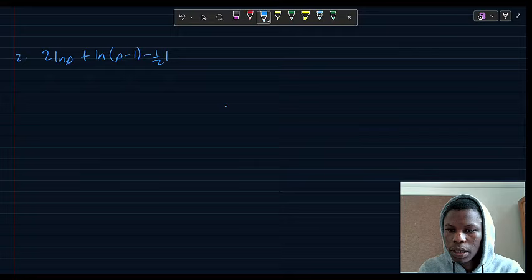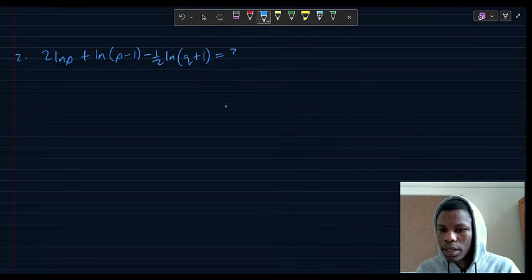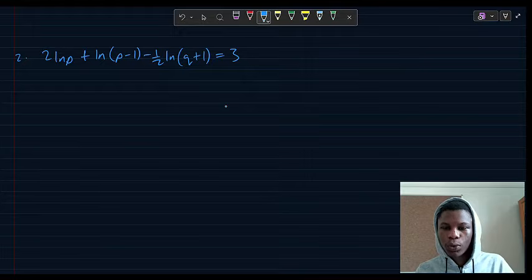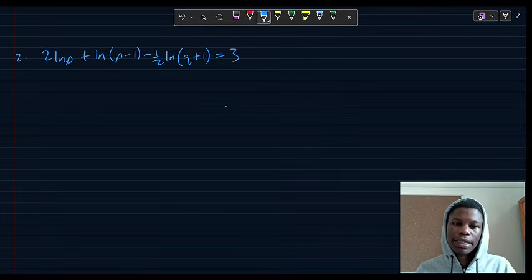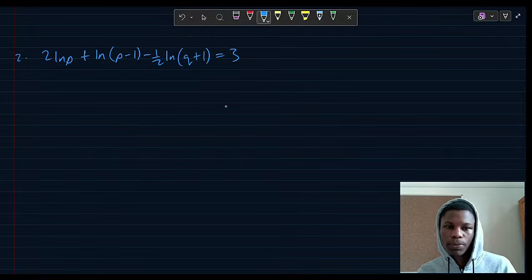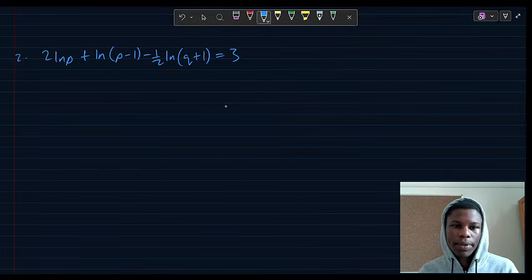Question number 2. It is given that 2 ln p plus ln(p minus 1) minus 1/2 ln(q plus 1) is equal to 3. Find q in terms of p. So we're solving for q. Okay, so let's keep that in mind.